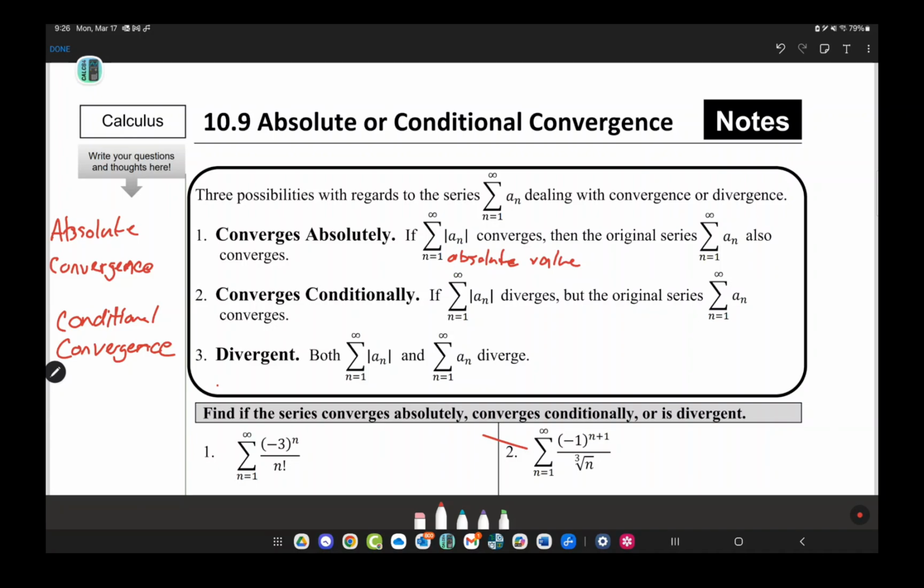You mean that basically we know that both the absolute value and the original function converge, then it converges absolutely. But we don't always have to check if it converges absolutely. No. You'll be asked, find if the series converges absolutely, converges conditionally, or is divergent. If you see that, then you have to do this process.